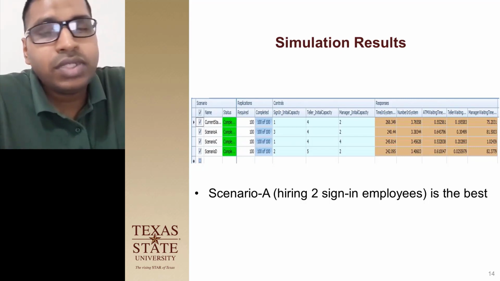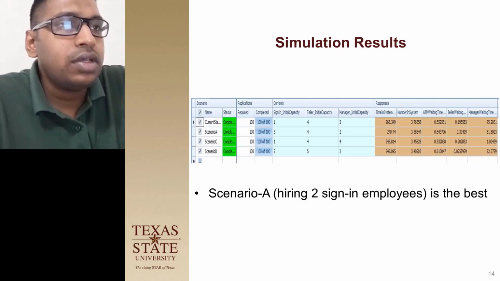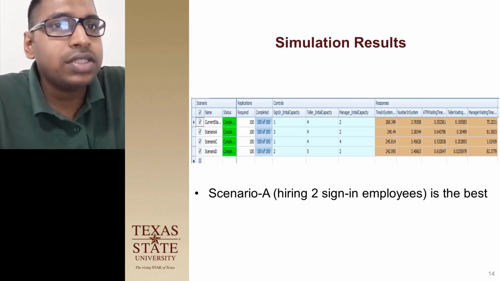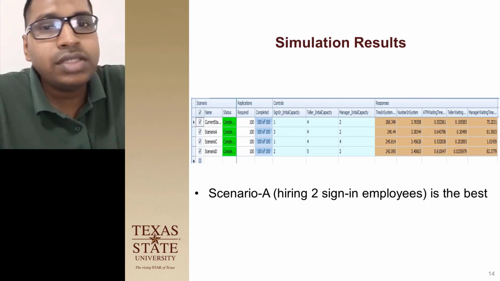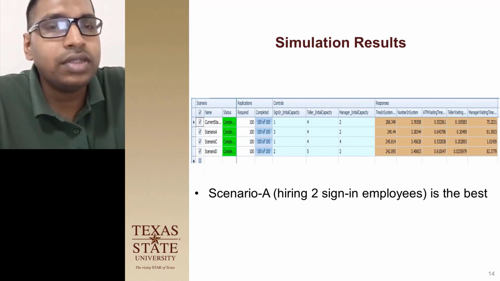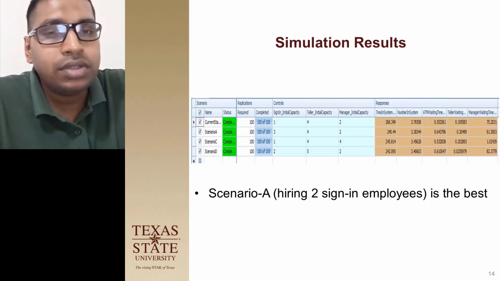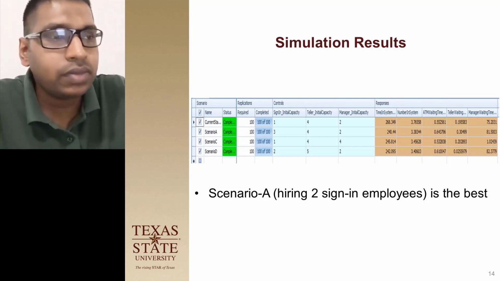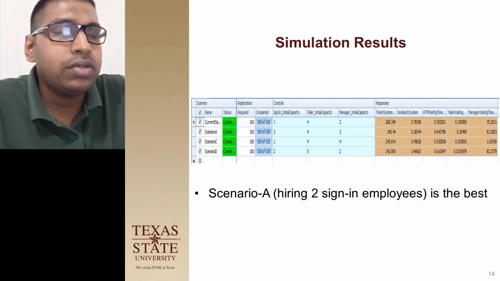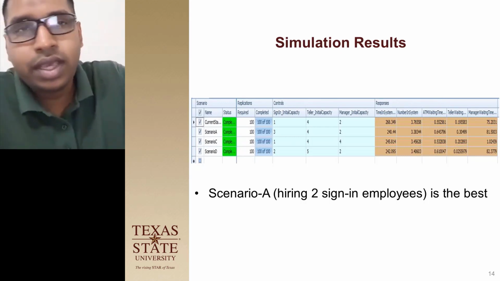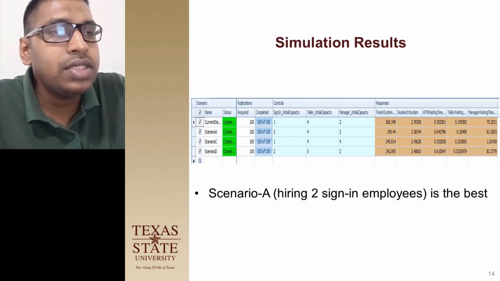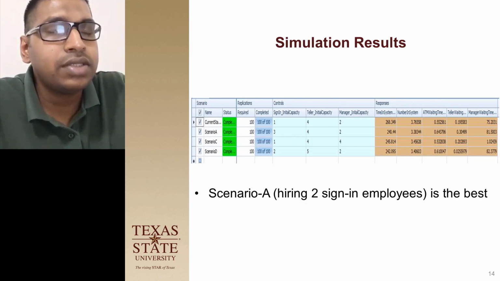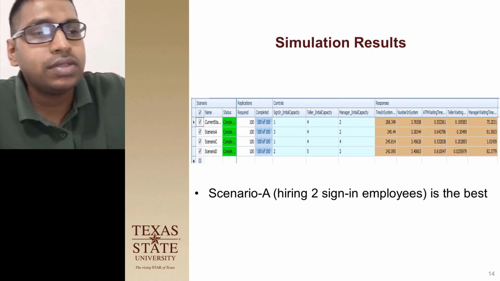The ATM waiting time, teller waiting time, and manager waiting time are lowest in some other scenarios like C or D, but time in system and number in system are more important than that. That's why scenario A is the best. That means hiring 2 employees in the sign-in station is the best scenario. Moreover, we can also tell that after scenario A, scenario C is the second best option for us.